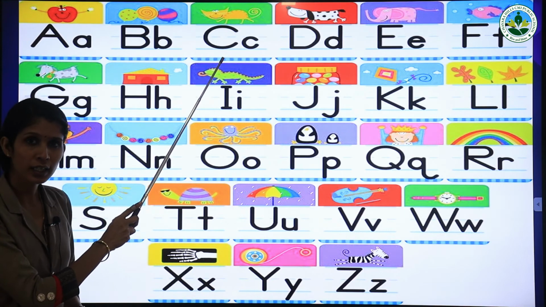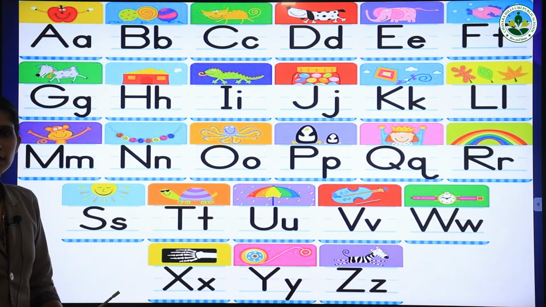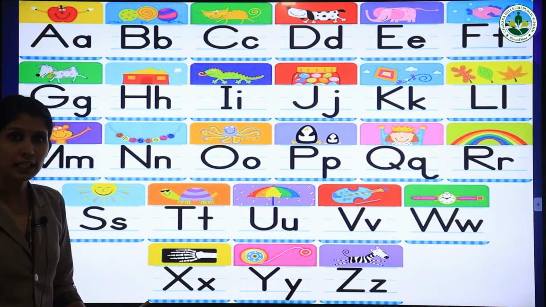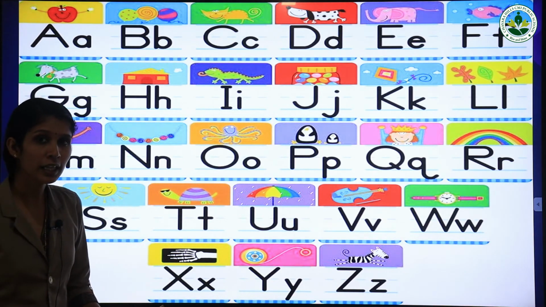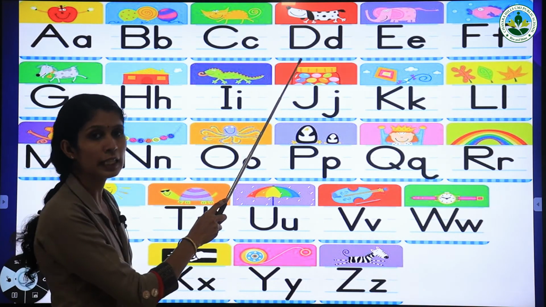Capital letter C. Small letter C. Say the sound of letter C. What's the sound of letter C? Yes. K. What's the sound of letter C? K. And the next letter, D.